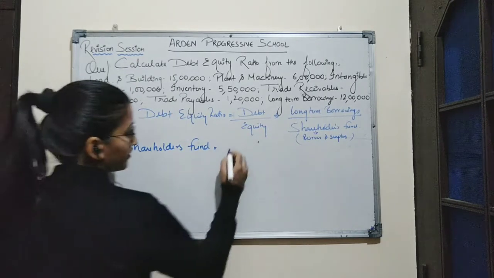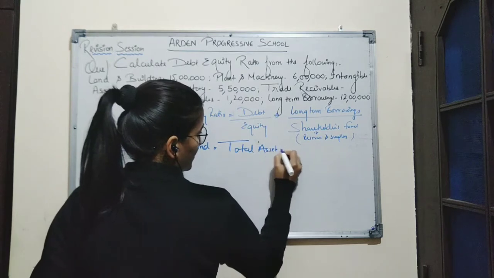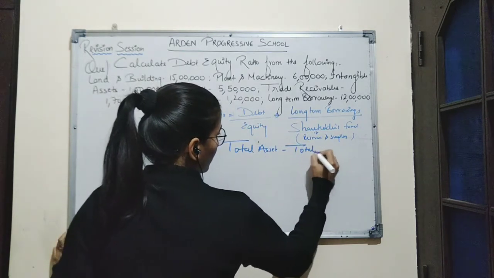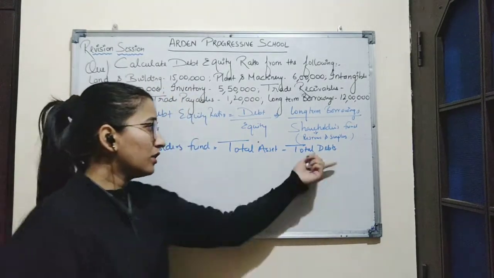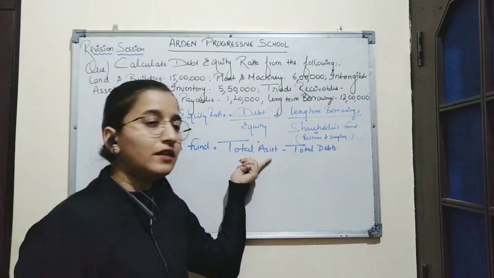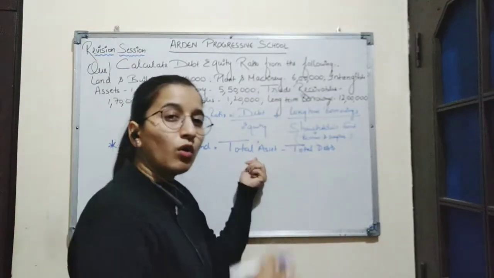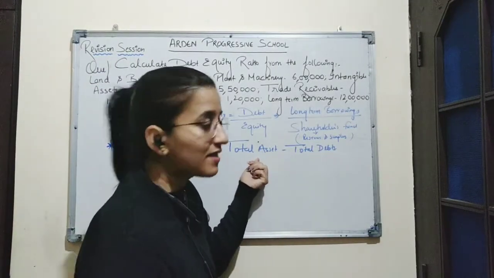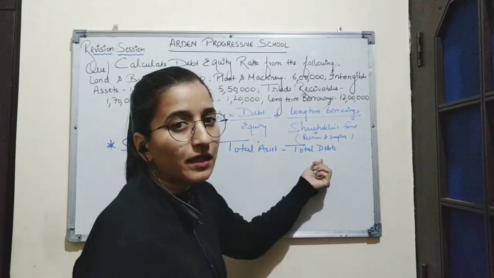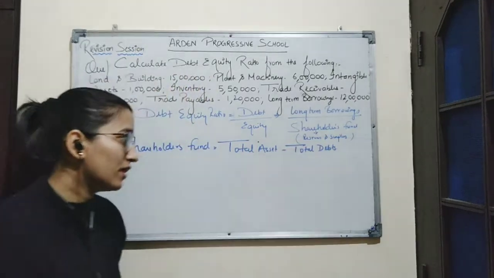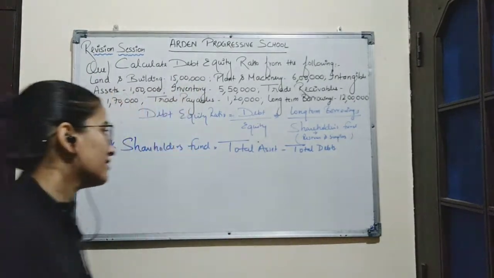Formula is total asset minus total debts. So by deducting total debts from total assets, we get the amount of shareholders fund. Total asset will include all the fixed assets and current asset, and total debt will include all the current liability and non-current liability. So here first we will calculate the amount of total asset.